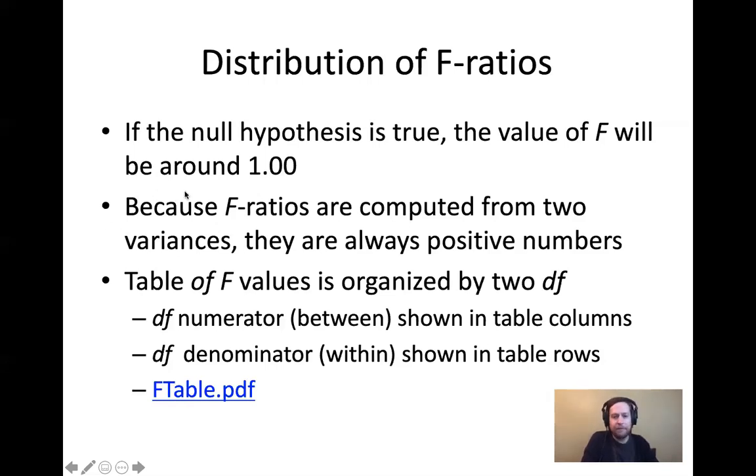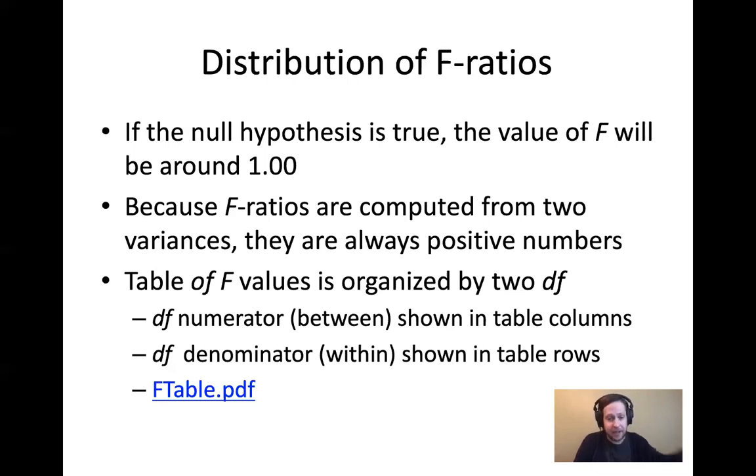Mathematically, the numerator and the denominator of our F ratio are computed using sum of squares. And sum of squares means we're squaring stuff. When you're squaring stuff, it's impossible for a number to be negative. We didn't square stuff when we were doing T and Z, so we could get negative numbers in the numerator for Z and T. But that's not the case for F. For F, the numerator always has to be positive and the denominator will always be positive as well. So F's are always positive.